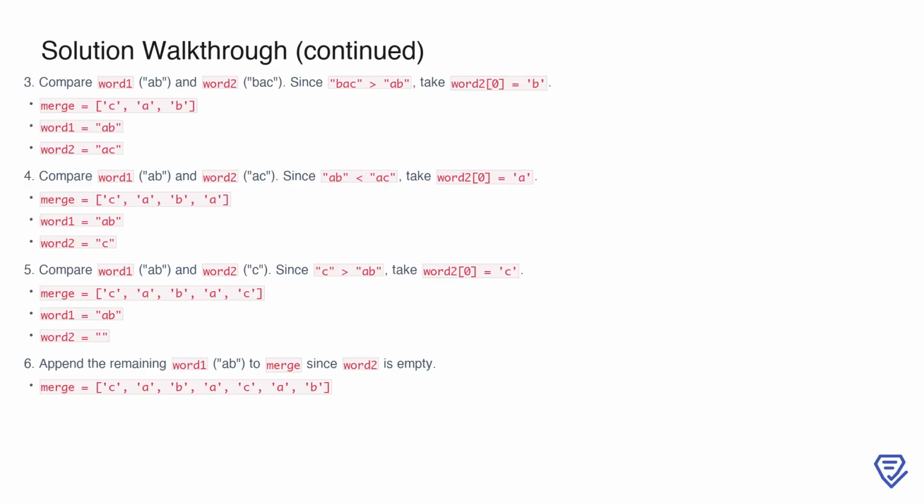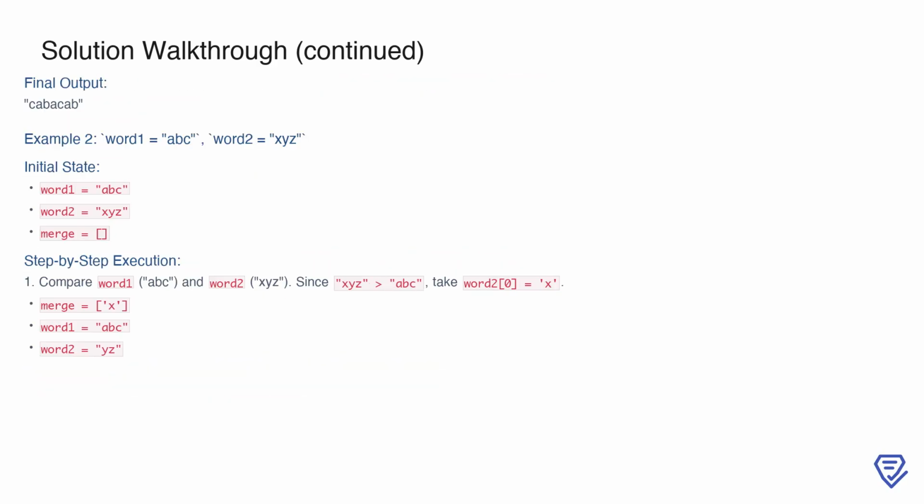Finally, since word 2 is empty, we append the remaining word 1, AB, to merge, resulting in C, A, B, A, C, A, B. The final merged string for this example is cabacab.